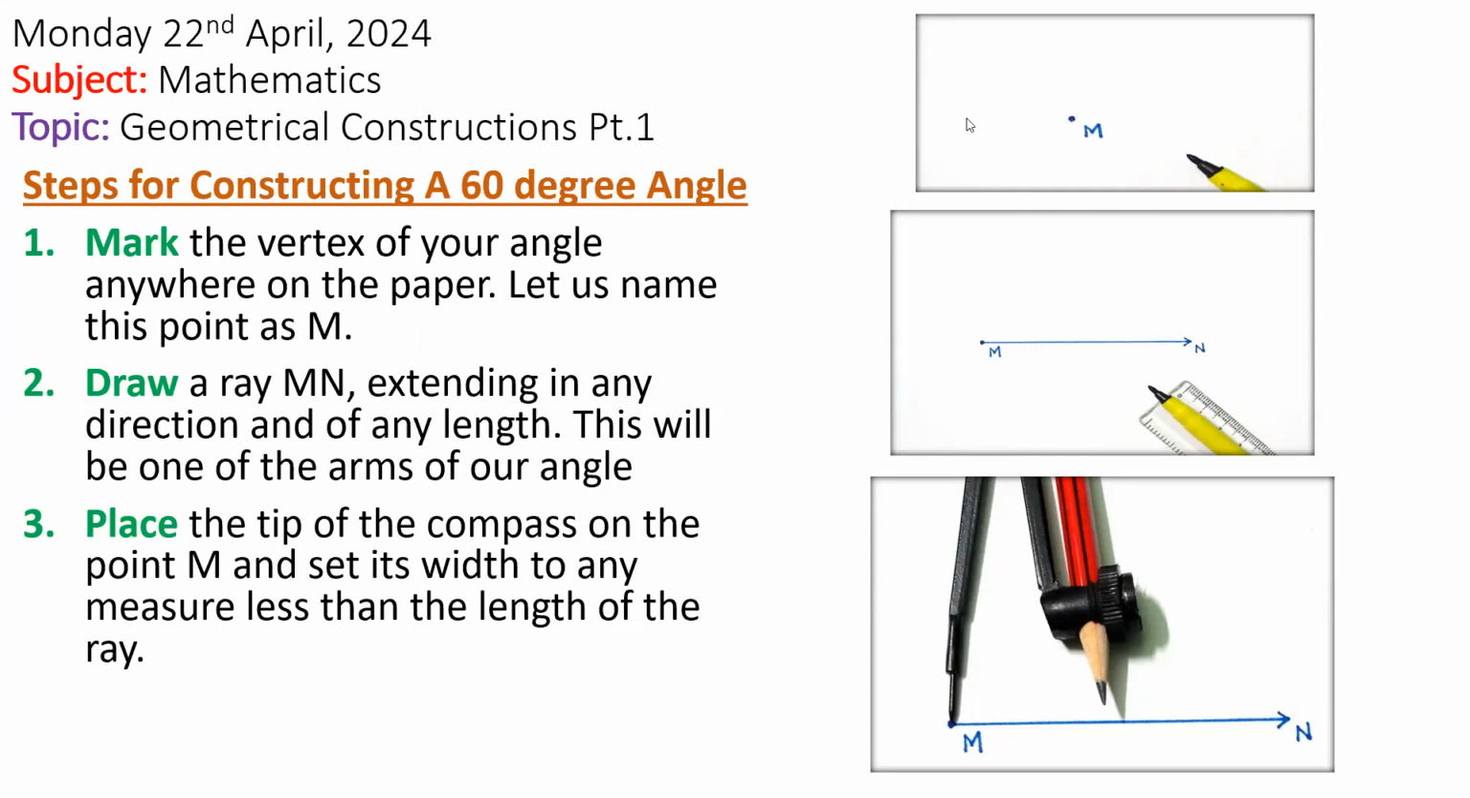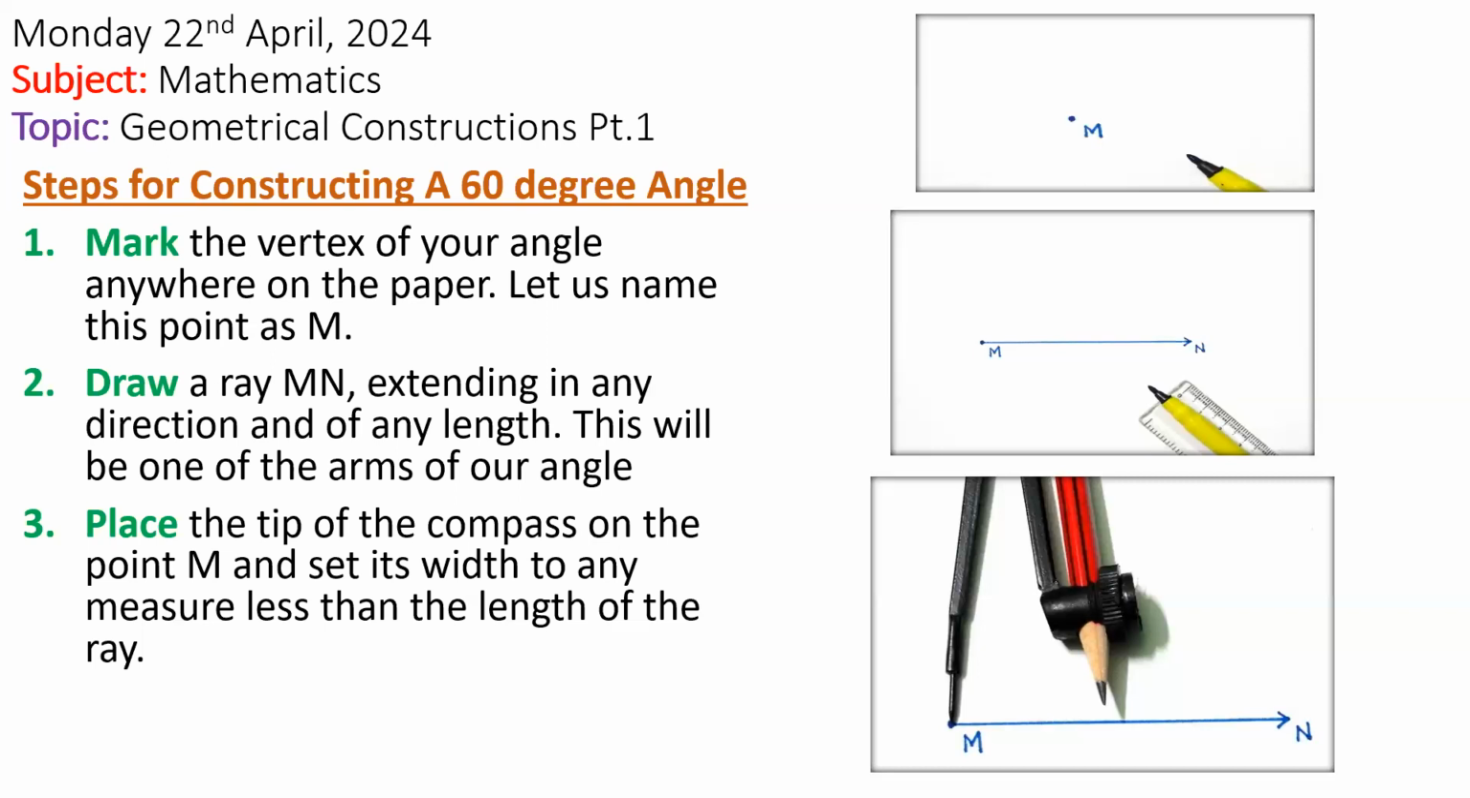And then we want to draw a ray extending in any direction and of any length. This will be one of the arms. So this is the ray that we draw, the ray MN, okay? Then what we're gonna do, we're gonna place the tip of the compass on the point M. So you're gonna take your compass, put it at the point M, and you're gonna extend the width, and you're gonna set its width to any measure less than the length of the ray. So you're gonna extend this to anything less than MN, right? Once it's less than that, okay?